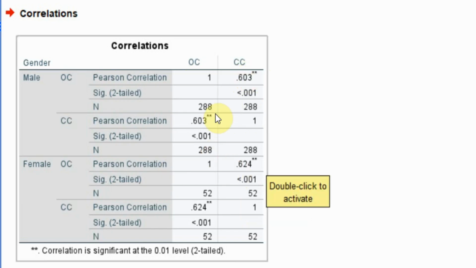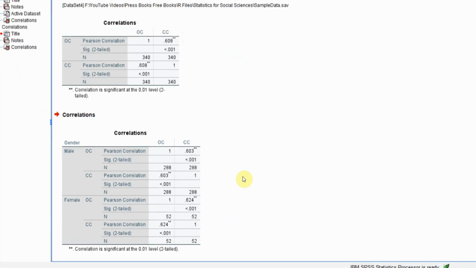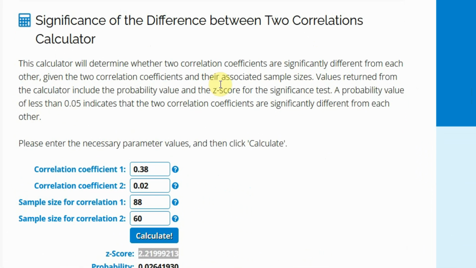But is this difference significant? Whether or not the difference of correlation is significant, we can check using a correlation calculator that will give us the difference and whether that difference is significant or not. To do so, I will use the Daniel Soper calculator. Here is my correlation calculator, significance of difference between two correlations.